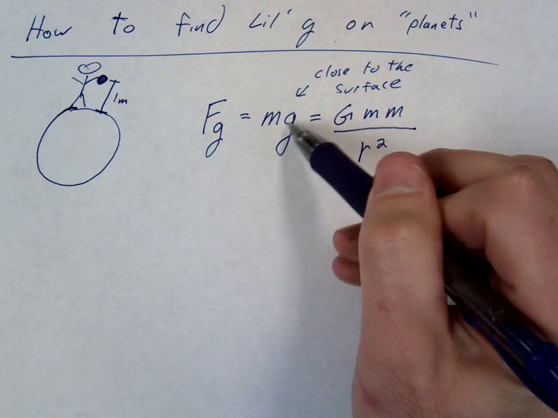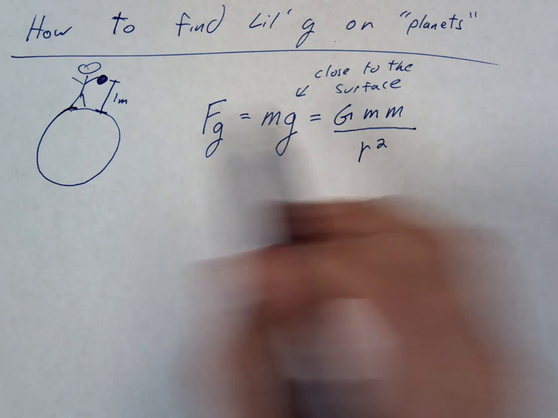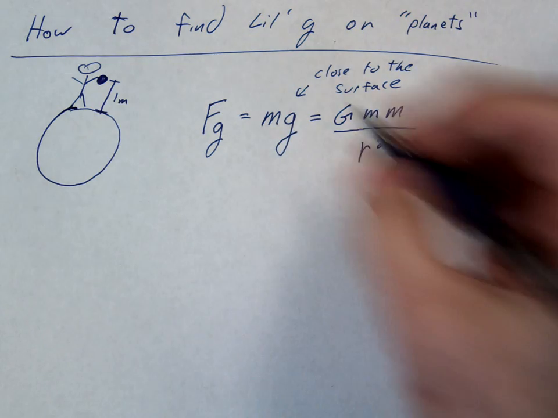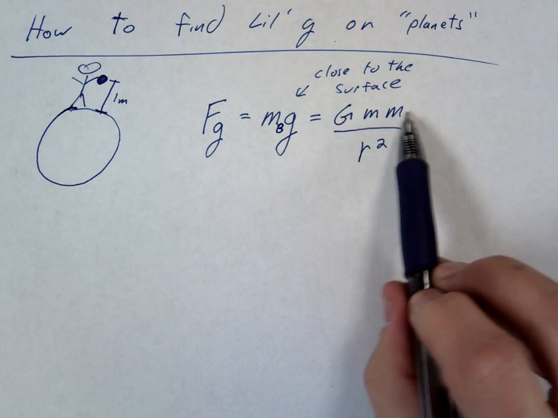Let's define our m's. When I say Fg equals mg, which m am I talking about? The mass of the ball or the mass of the Earth? The ball. And then what are these two masses?